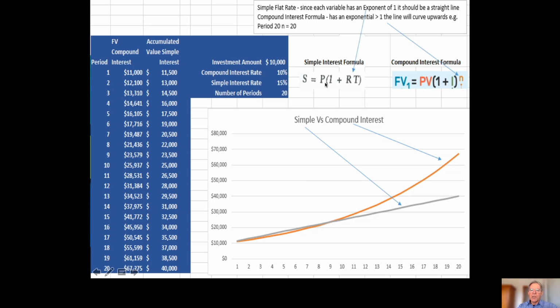Here's an example of what we were just talking about from last week. Our simple interest formula is a straight line. There is no exponential on the time. So the accumulated value equals the value today times 1 plus the interest rate times time. No exponential there at all. So if we were to graph it, it doesn't look like a straight line, but believe it or not, that is a straight line, the grey line.